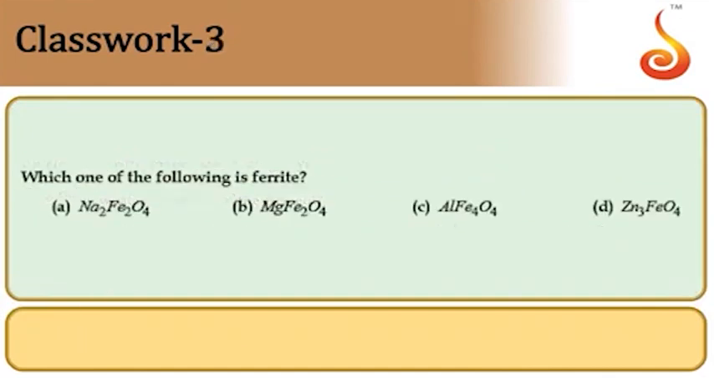Next one. Which of the following is ferrite? These are the formulas to remember. So ferrite is option B that we have, MgFe2O4, ferrite.